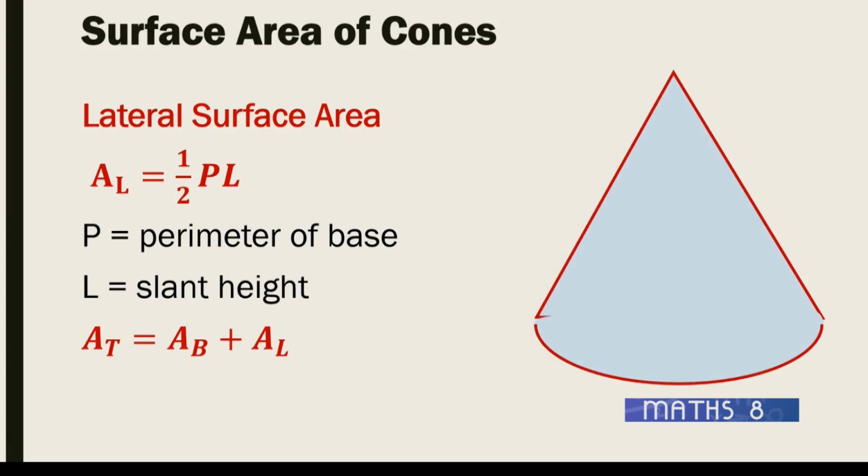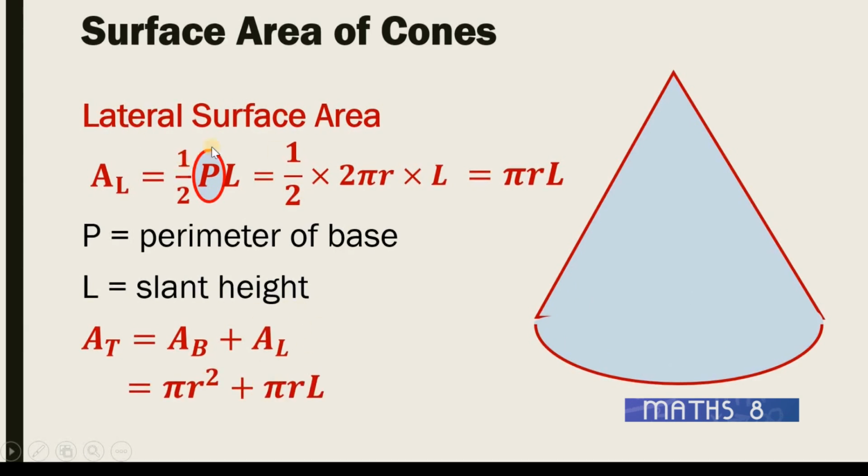We can also use this formula for cones, and in this case, the formula has a special form. P, the perimeter of the base, is now the circumference of this circle, which is 2 pi r. So the lateral surface area is a half times 2 pi r times L, which simplifies to pi rL. If we then put that into the total formula, we find that the total area is the area of the base, or pi r squared for the circle, plus the area for the lateral sides, which is pi rL.